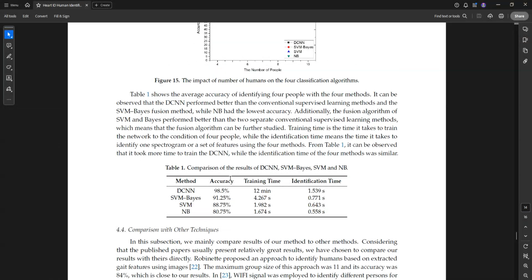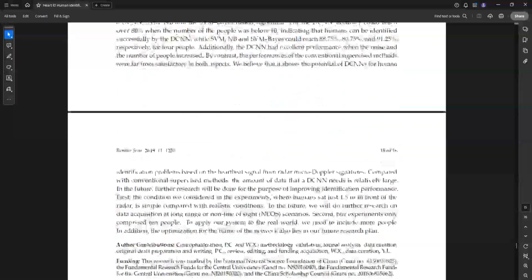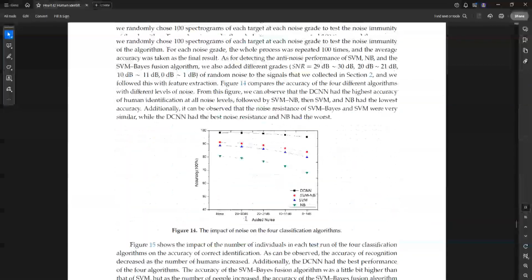And they summarize their findings here. The convolutional neural network gets 98.5% accuracy. The next is the SVM plus Bayes fusion, which is 91.25% accuracy, and so on. So that's a nice proof of concept, I would say.